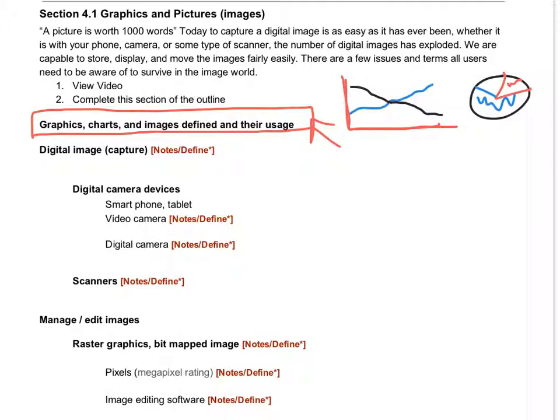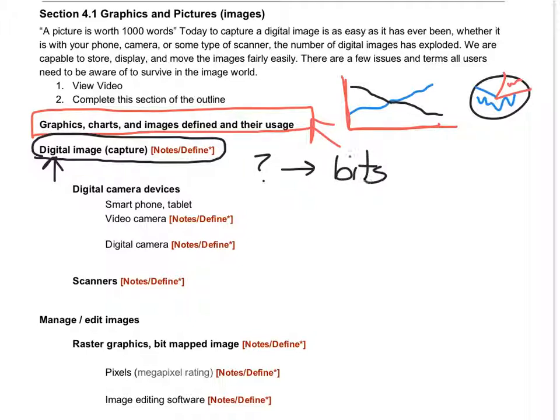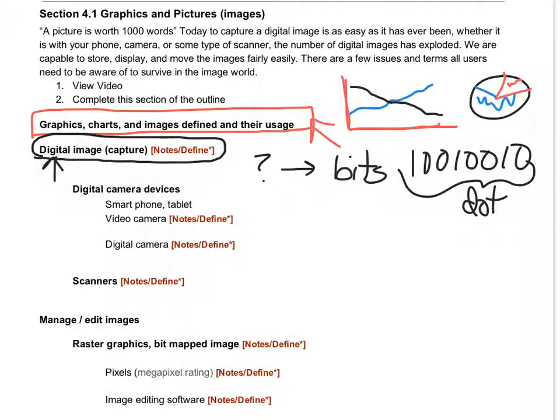We started recently being able to capture digital images. So the image is going to be represented digitally, which means what? What do I mean when I say digital? Digital means bits, ones and zeros, representing something. Maybe this representing one dot, maybe on the screen or on the picture or whatever. A little more of that coming up.